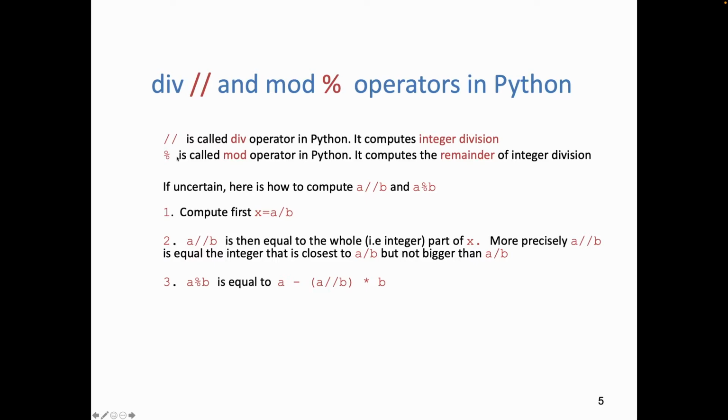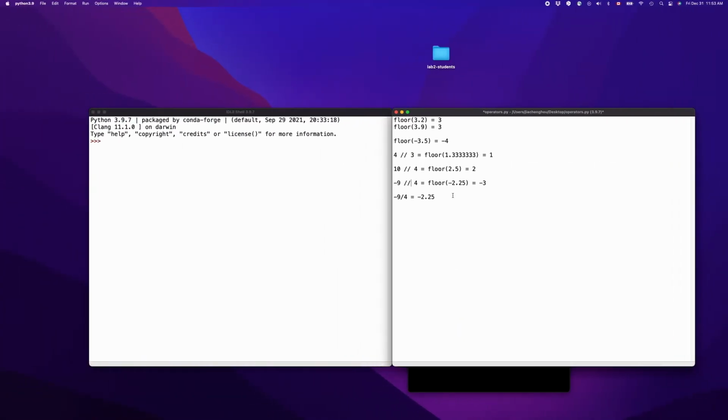Okay, the next operator is the percent sign. The percent sign is to calculate the remainder of the integer division. Let's try an example. The remainder of 10 divided by 4. It should be 10 minus 4 times 2, which is 2, right?